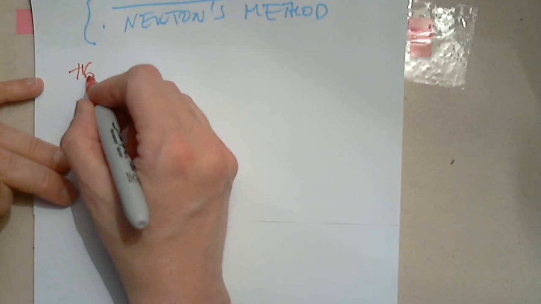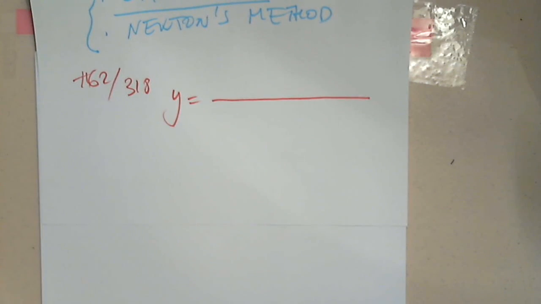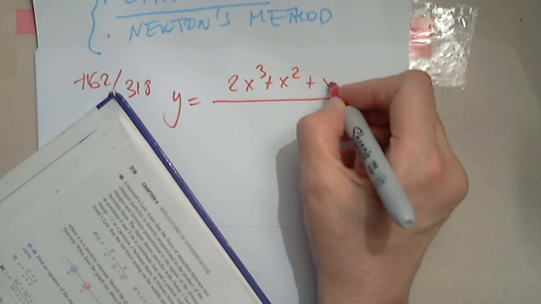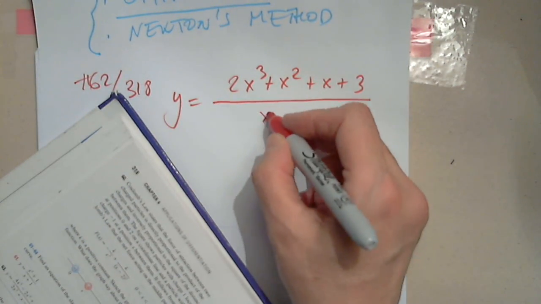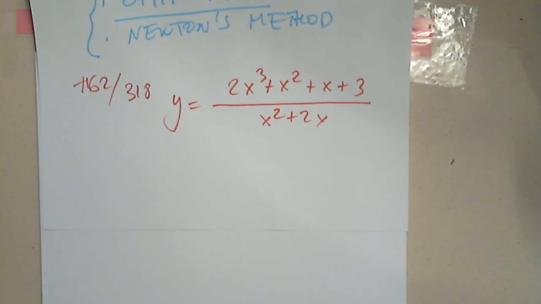62 has x squared plus 2x in the denominator. We will not be able to use synthetic division. We can only use long division. So 62, and this is from page 318. We're asked just to find the slant asymptote, and that is 2x cubed plus x squared plus x plus 3, and the denominator x squared plus 2x. I'm going to put this away.